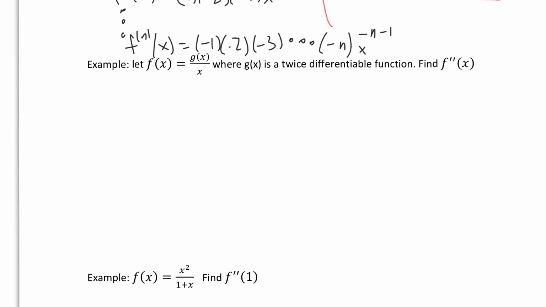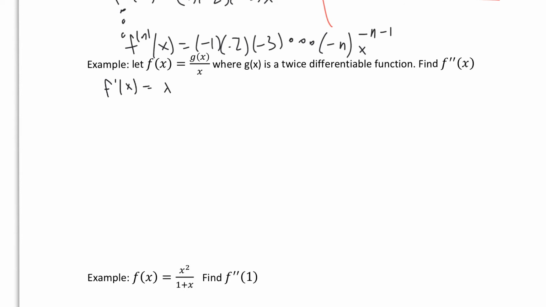Let's go ahead and do another example. f(x) is g(x) over x, where g(x) is a twice differentiable function. It means we can do the derivative twice. Let's find f double prime. So we'll start it off by finding f prime, which means we got to use the quotient rule.